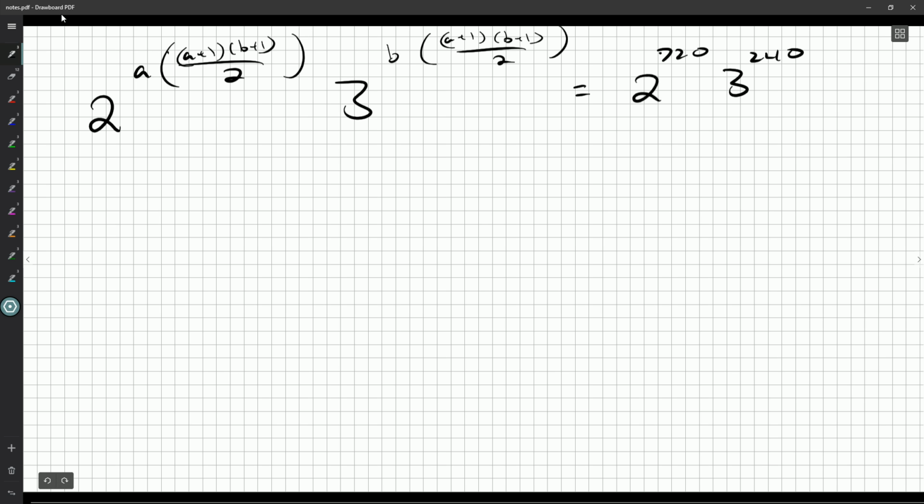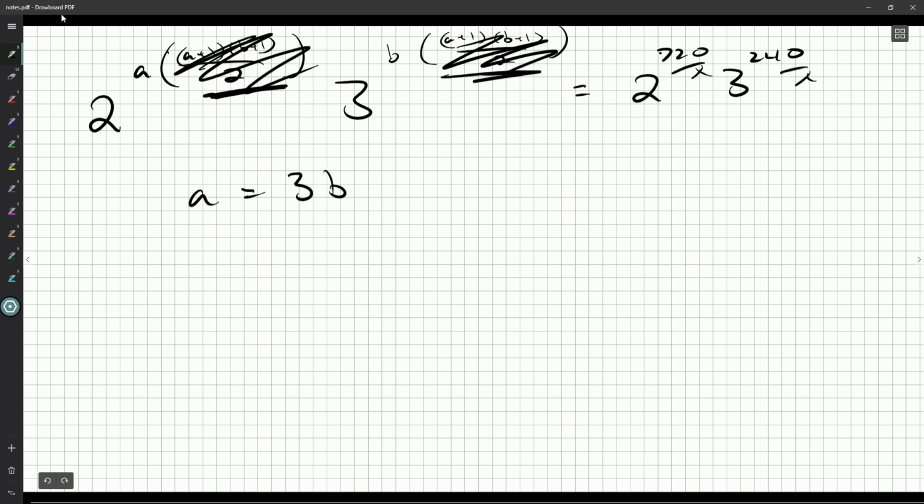And now whatever this is, if we call this x, then rooting both sides, we can see this. We're still going to get this nice ratio. A has to be 3 times b. So I think that might be important.